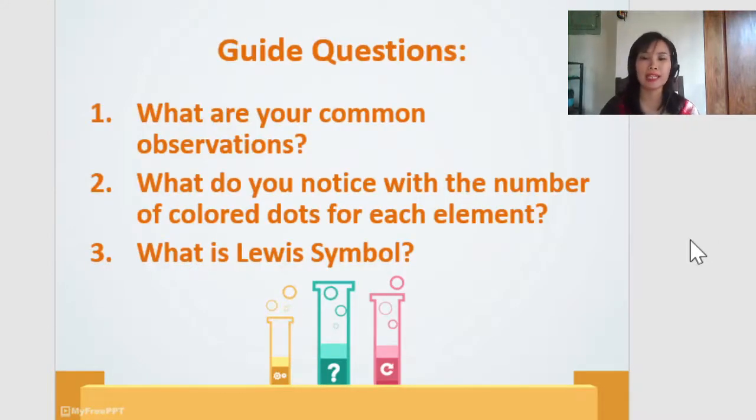But this time, I want you to dig in our guide questions based from our activity. Number one, what are your common observations? Number two, what do you notice with the number of colored dots for each element? And number three, what is Lewis symbol? Pop out lang sa inyong mind nga answer. Pwede na lang, jot down lang ninyo. That's the reason why kanina, hindi ako nagbibilang sa pila ka dots, no? Kasi I want you to discover by your own self, no?